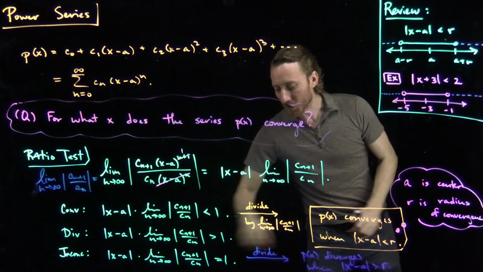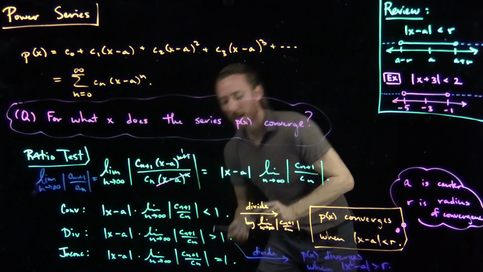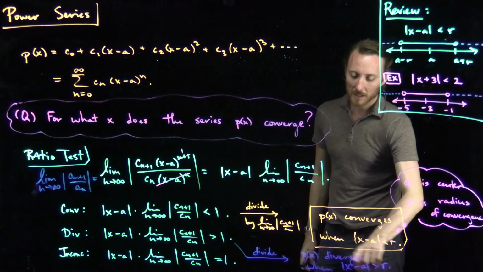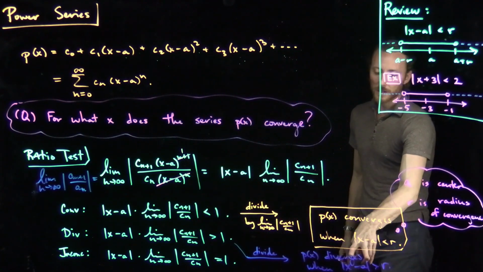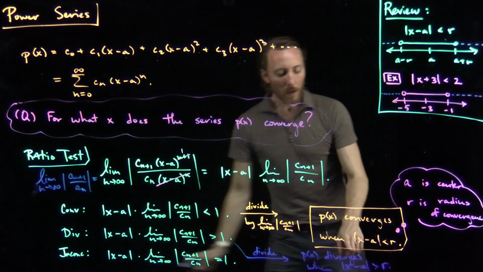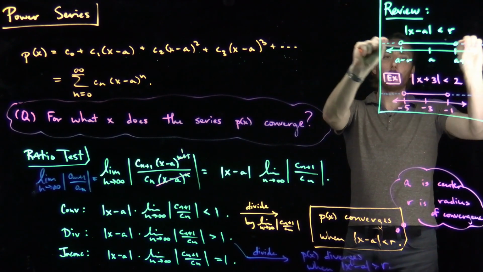This is definitely worth keeping in mind: what if we solved in the divergent case? So, from the divergent case, what if we similarly divide by this limit? Well, then we could say that P(x) also diverges when the absolute value of |x - a| is greater than r. Now, when does that occur? When the absolute value is greater than r, that's when you're further away from your point of interest.